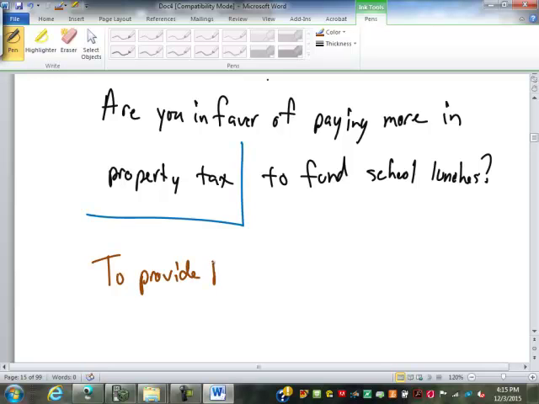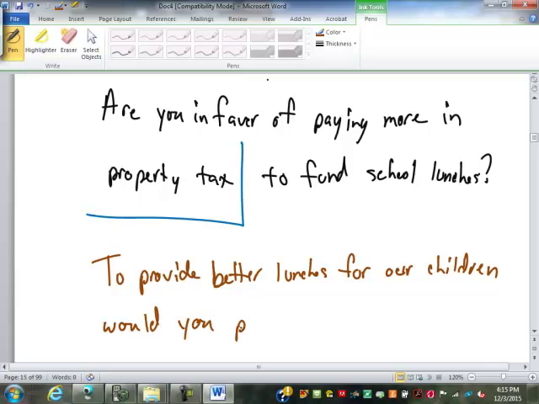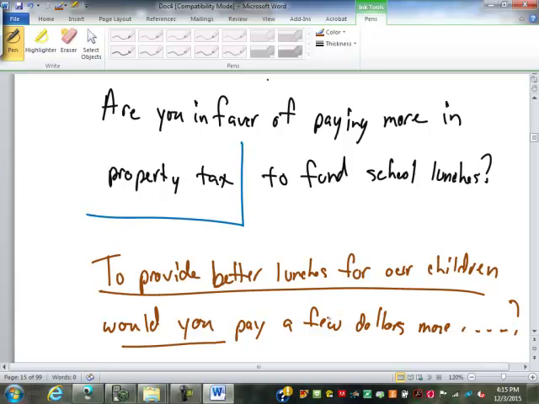To provide better lunches for our children, would you pay a few dollars more in property tax? Of course, to provide better lunches for our children, would you? Well, yeah. You don't even hear what comes after that. Eliciting that emotional response in the beginning of the question. You're still asking the exact same question here, but the way you word it triggers emotions.